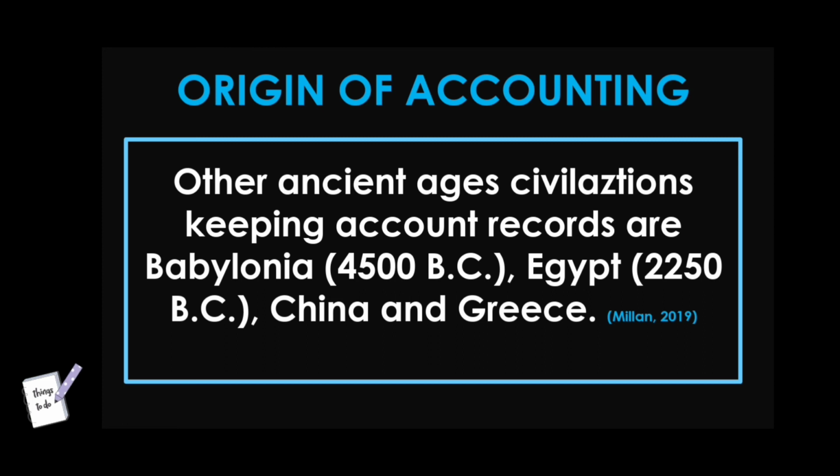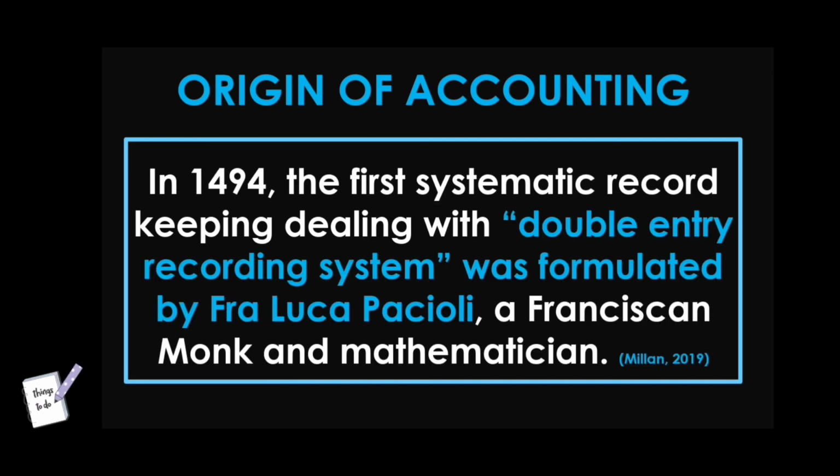In 11 AD rather, one of the systems in accounting was kept by a Florence banker. However, the system was primitive as the concept of equality for entries was absent. Double entry records first came out in 1340 AD in Genoa. In 1494, the first systematic record keeping dealing with the double entry recording system was formulated by Fra Luca Pacioli, a Franciscan monk and mathematician.